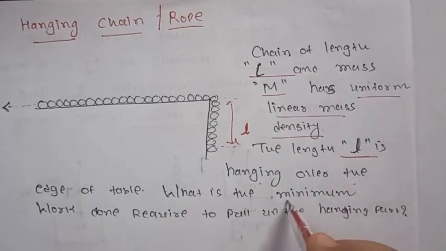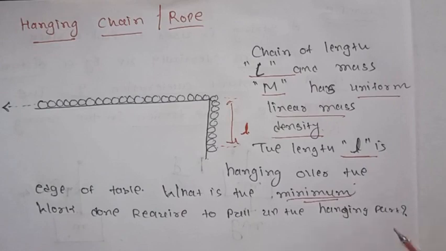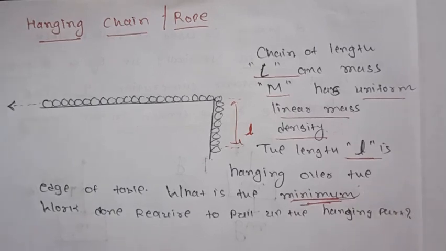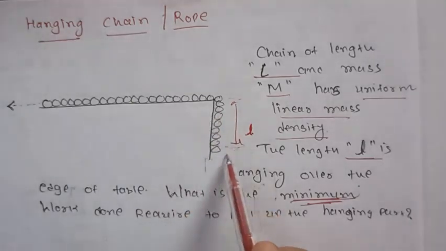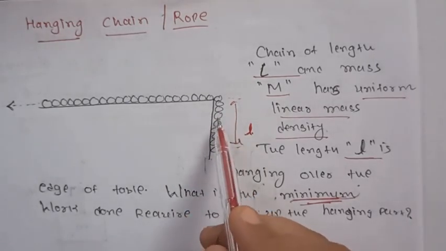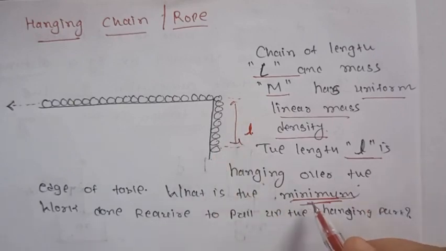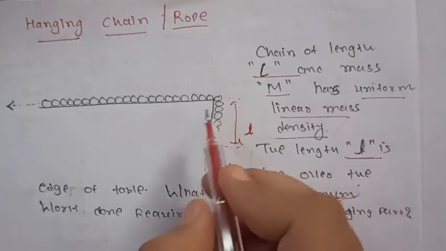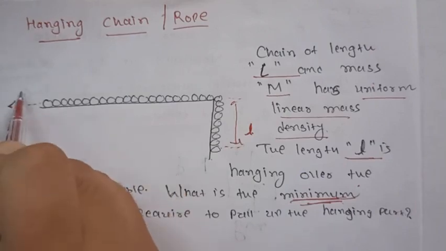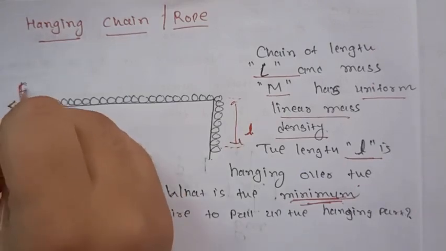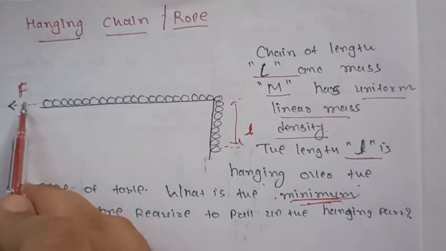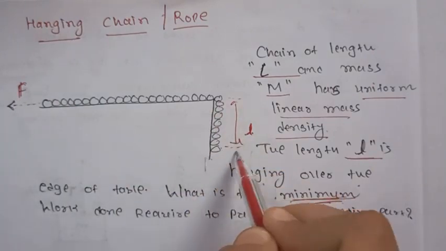What is the minimum work done required to pull up the hanging part? Here focus on the word minimum. If you had just been asked the work done, then you could simply find the mass of this hanging part and the work done will be mgl by 2. But here we want the minimum work done. Now what will happen for the minimum work done? First we start pulling the chain in this direction with some force F. At that point this force will be equal to the weight of the hanging part.